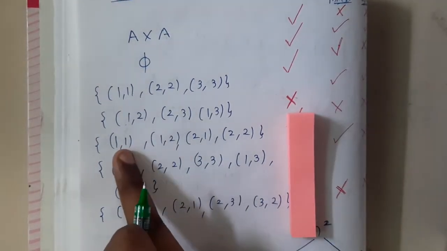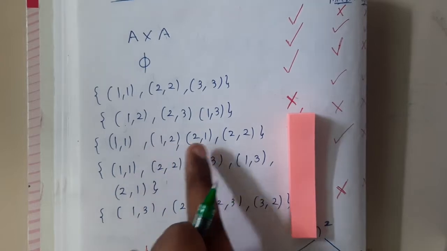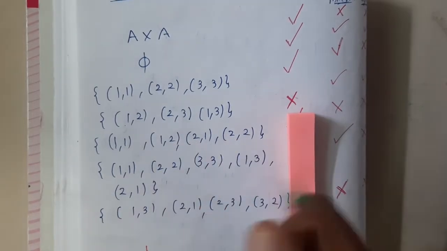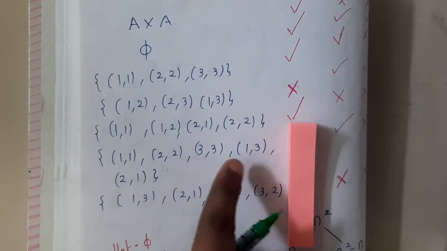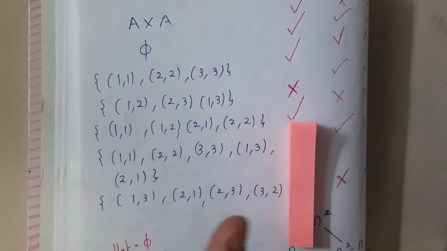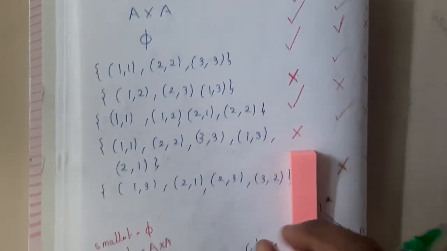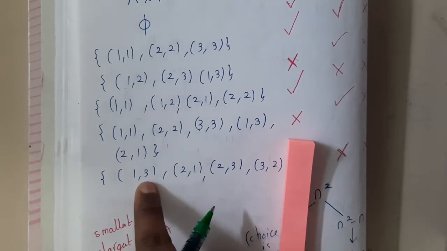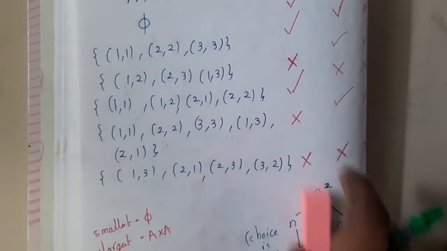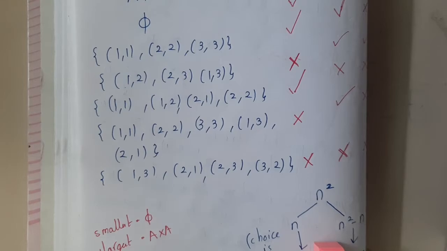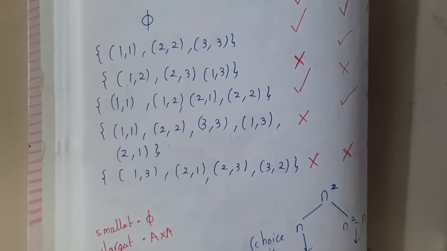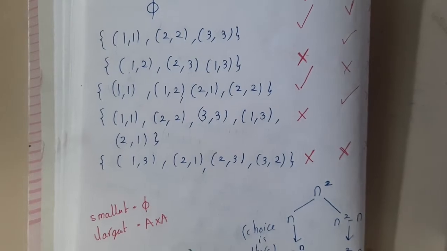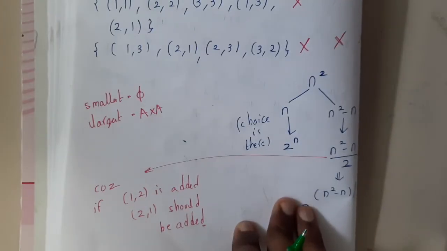Moving on, 1 comma 1 is there. 1 comma 2, 2 comma 1 present, 2 comma 2 done. It's symmetric. 1 comma 1, 2 comma 2, 3 comma 3. 1 comma 3 is there. Where is 3 comma 1? Not symmetric. Similarly, 1 comma 3 is there, 3 comma 1 is not there. Not symmetric. Now you are getting an idea how we are solving this. With this understanding, everyone will be able to say.